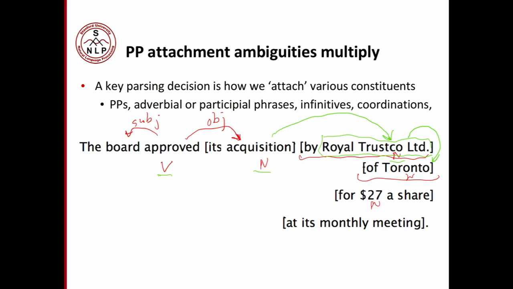Okay, for $27 a share is modifying acquisition, right? So now we leap right back. I'm drawing this wrong. Now we leap right back, and it's now the acquisition that's being modified. And then finally, we have at its monthly meeting is modifying... Well, the approved, right? It's approved at its monthly meeting.